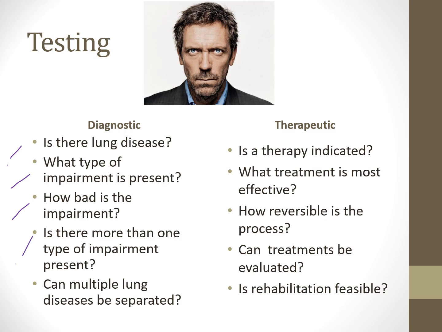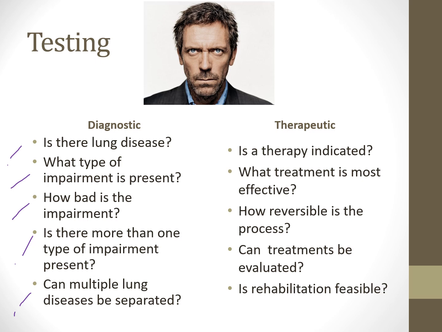Is it possible that someone has morbid obesity and an obstructive airway condition like asthma? Is it possible that someone has asthma and morbid obesity? Yes, it is possible. So we can see if there's more than one type of impairment going on and therefore help the care team make a better plan. And then we can see if there's multiple lung diseases that we can separate out. If we have someone that has low diffusion and obstructive issues, then that's going to be emphysema every time, right? So that's something that we can look at there too, if we can be specific about what disease process they have as well.